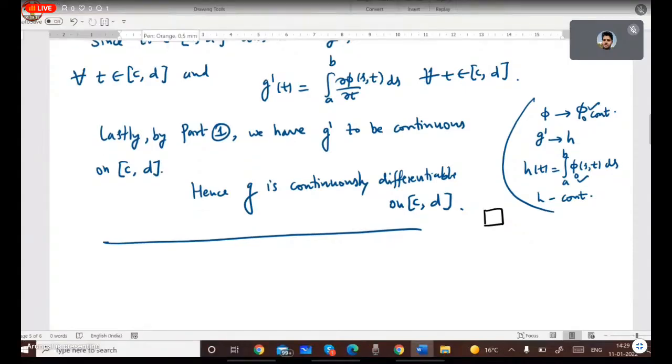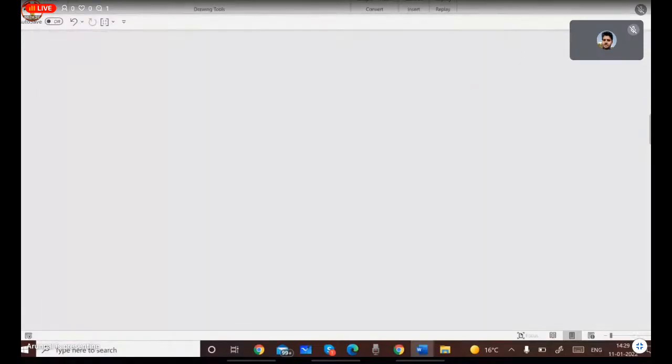So let's stop over here. And tomorrow I shall start with an application of this result to solve an important integral, which we shall be further using in one of our important results.